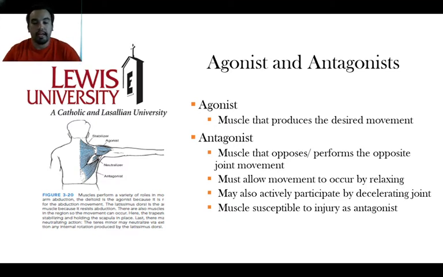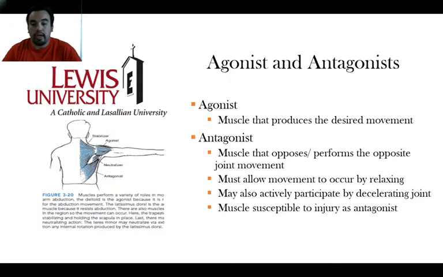Now the antagonist must allow the movement to occur by relaxing. So when I abduct my arm, my latissimus dorsi has to relax enough and say, oh, that's a safe movement for them to do. I can do that. We're not being thrown out of position. My body needs to slow my arm down to do that. It doesn't need to control that. It just needs to allow the motion to happen.